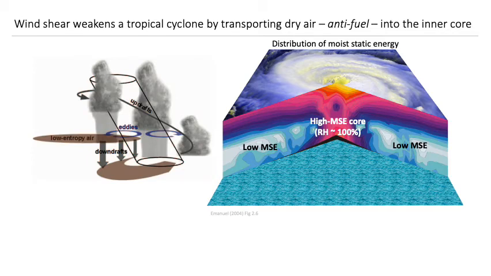And so what wind shear does is it generates eddies in the circulation. It tilts the vortex. There's a couple of different pathways for this, but it tilts the vortex and generally induces asymmetries in the circulation that can allow this low moist static energy air in the environment to get in. That's what this pink arrow is showing you: it creates a transport of low energy, or low entropy, air into the core. And that's when we call it anti-fuel.